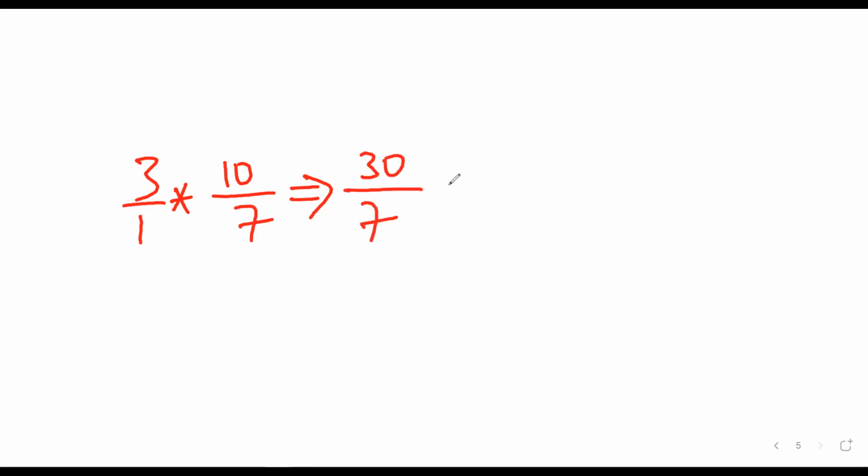These are very small things which will become very confusing. So 3 into 10 upon 7. Aishwarya, this can be written as? 3 upon 1 into 10 upon 7, which is equal to 30 upon 7. Is there any doubt still? No. Soumya, is there any doubt?